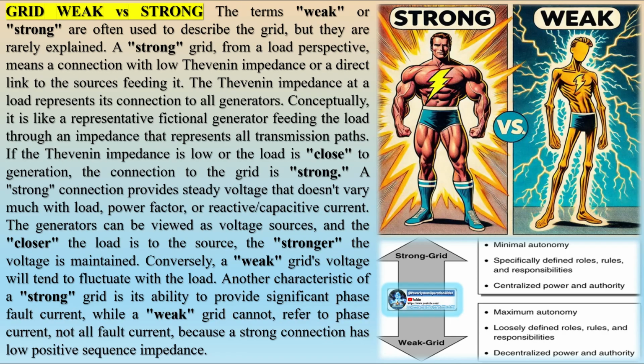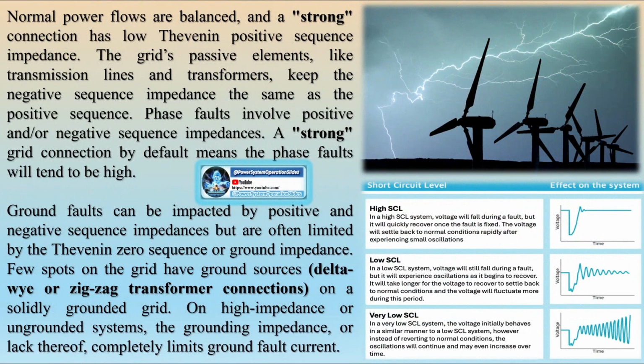Another characteristic of a strong grid is its ability to provide significant phase fault current, while a weak grid cannot. I refer to phase current, not all fault current, because a strong connection has low positive sequence impedance. Normal power flows are balanced, and a strong connection has low Thevenin positive sequence impedance. The grid's passive elements, like transmission lines and transformers, keep the negative sequence impedance the same as the positive sequence. Phase faults involve positive and/or negative sequence impedances. A strong grid connection by default means the phase faults will tend to be high.